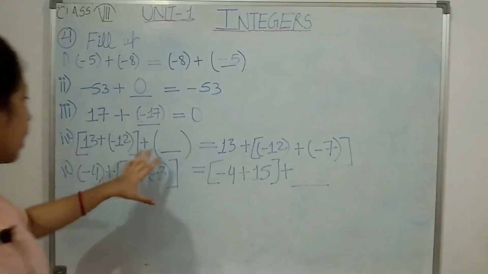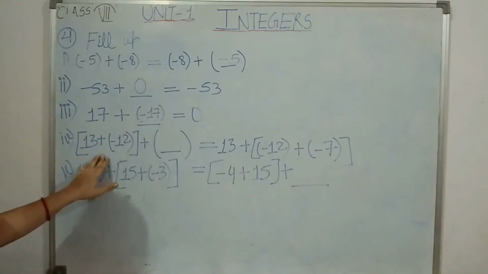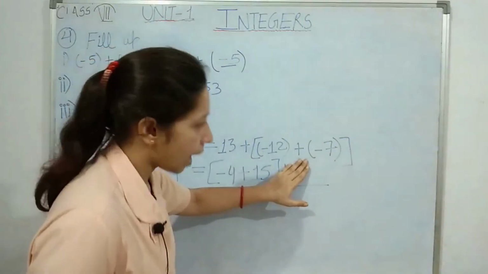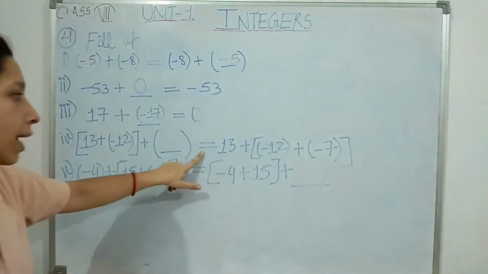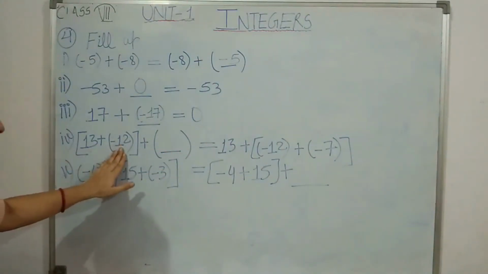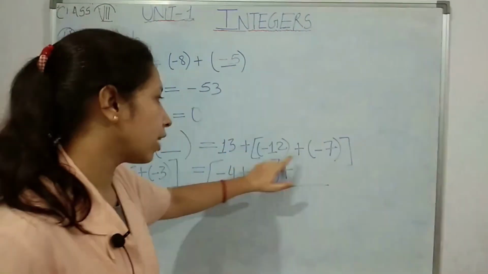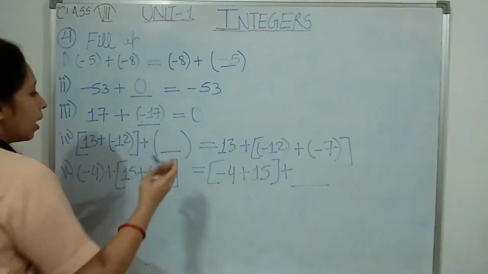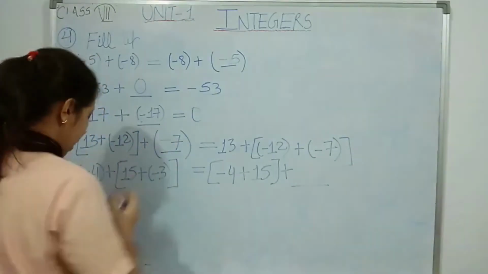Okay, fourth point, students. By observing this, we can see that here groups are formed. First group, and then here the group is formed for the last two integers, but equal to sign is given. That means both the sides are equal. So 13 and 12 are already given. Here also 13 and 12 are given. The next number was minus 7. So here I will write minus 7. Then what will happen? See.